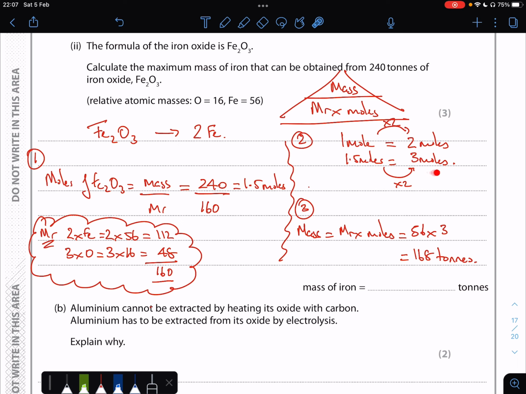So now I know how many moles of iron there is. What I can then do is find the mass. So the mass is equal to the Mr times by the moles. The Mr for iron, it tells me in the question, is 56. Number of moles just worked out is 3. Multiply that out to get an answer of 168.